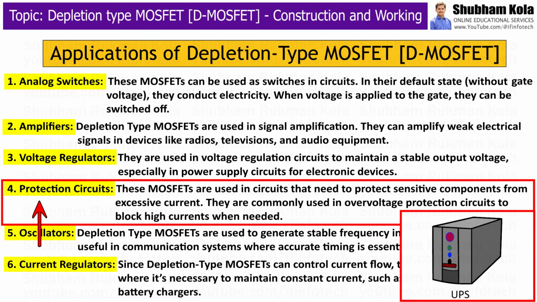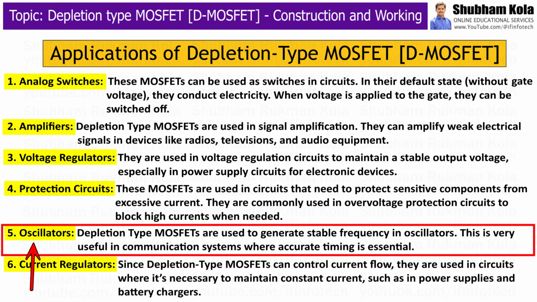Next is protection circuits. These MOSFETs are used in circuits that need to protect sensitive components from excessive current. They are commonly used in overvoltage protection circuits to block high current when needed. Next is oscillators. Depletion type MOSFETs are used to generate stable frequency in oscillators. This is very useful in communication systems where accurate timing is essential.